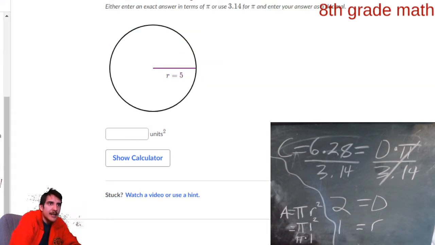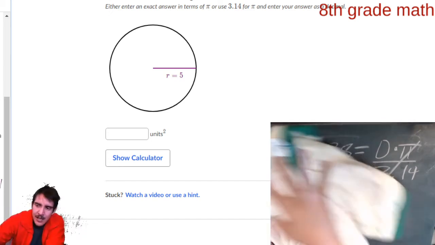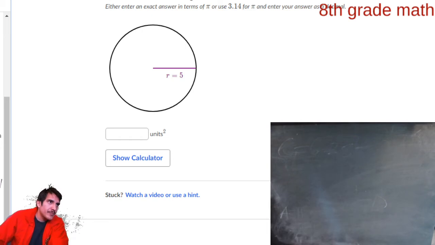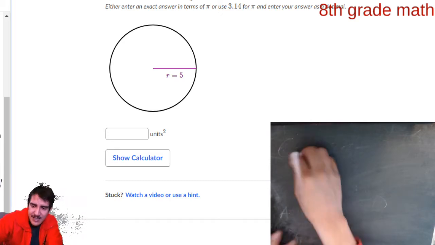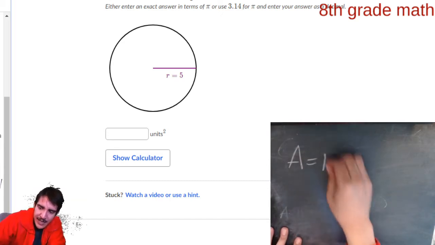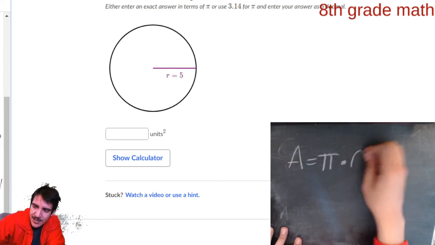We are at 20 minutes now. Okay. Making good progress. Next one. We got a circle with a radius of 5. They said find the area. Oh, this is easy. Area equals pi times radius to the second power.